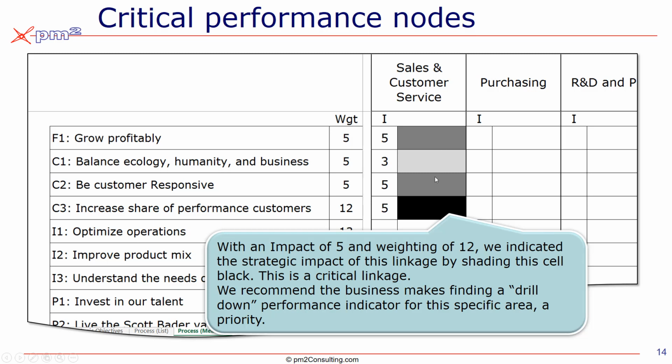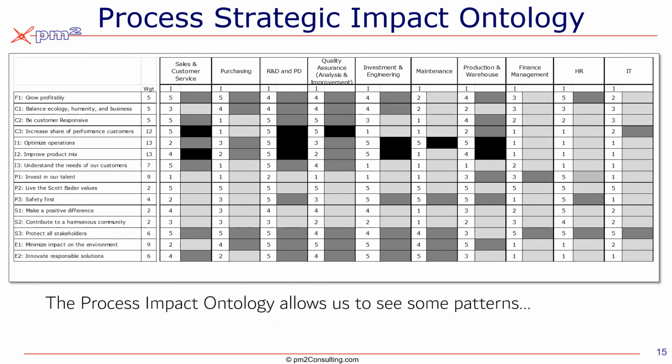So what's interesting about this is now the team can understand and assess their impact on strategic success. And they themselves can identify where they have a higher impact and therefore where their processes need to perform at a higher standard. So now when we look at the complete ontology, we can begin to see a holistic view of how this organization needs to perform in order to support strategic success.